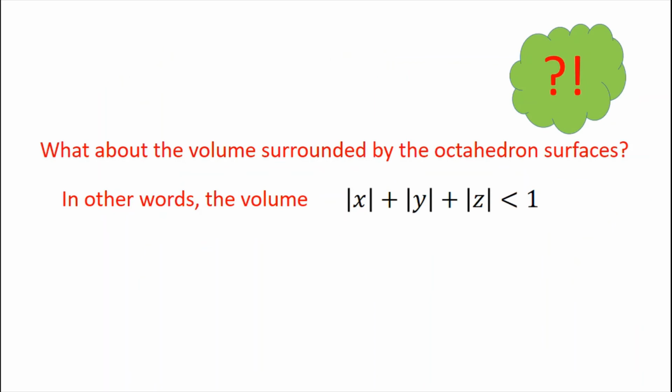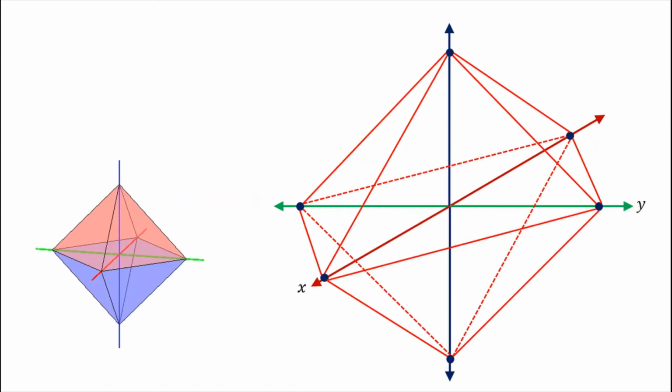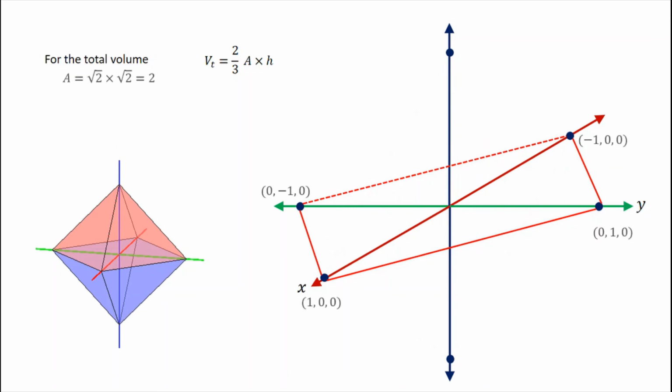The total volume of the octahedron can be obtained using the volume relation of the pyramid. It is double the pyramid volume, which is given by 1/3 multiplied by pyramid base area multiplied by pyramid height. The pyramid base is a square with length square root of 2, so its area A equals 2. The pyramid height h equals 1, so the octahedron volume equals 4 divided by 3.